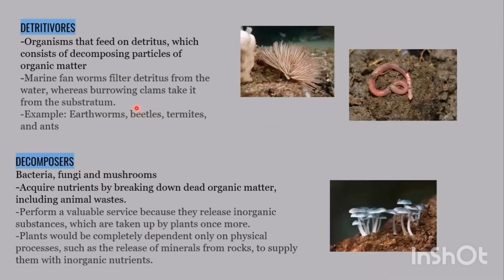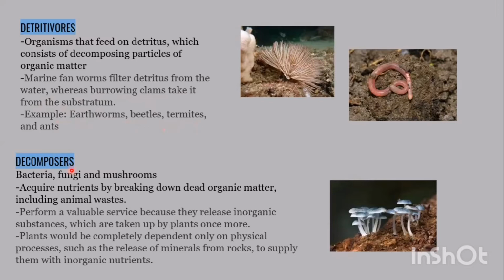So detritivores are organisms that feed on detritus, which consists of decomposing particles of organic matter. Marine fan worms filter the detritus from the water, whereas burrowing clams take it from the substratum. For example, earthworms, beetles, termites, and ants.